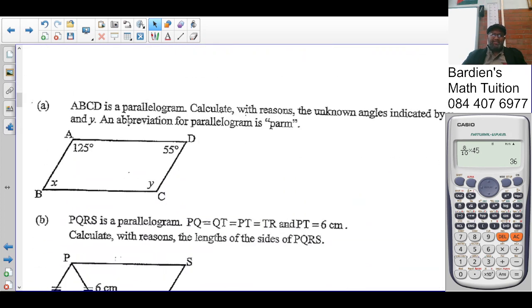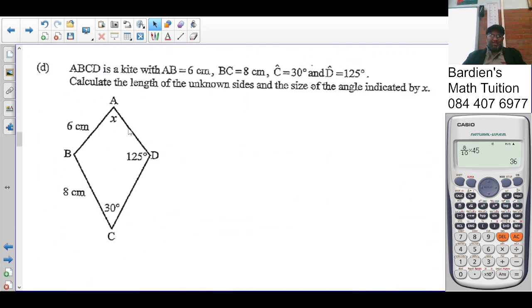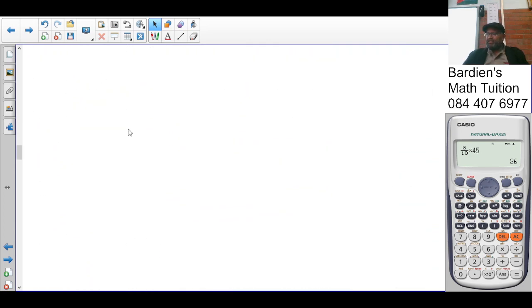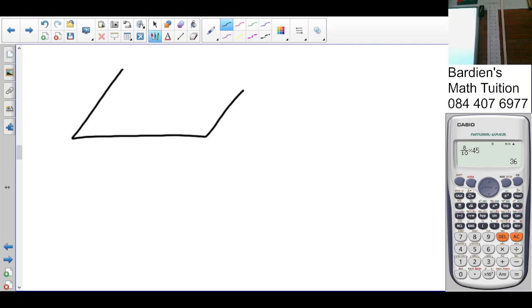So let's just look at one of these shapes. Okay. Let's remind ourselves on what was the list of the properties pertaining these shapes. Let's look at the first one. The first one was a rhombus. So what was the properties of a rhombus?